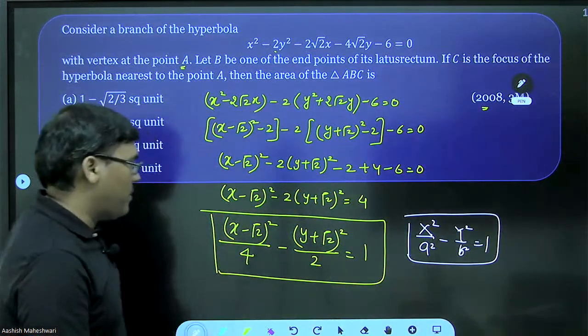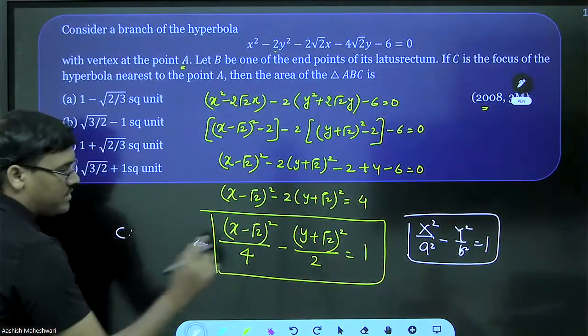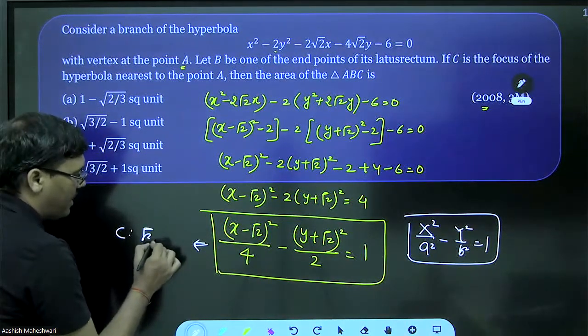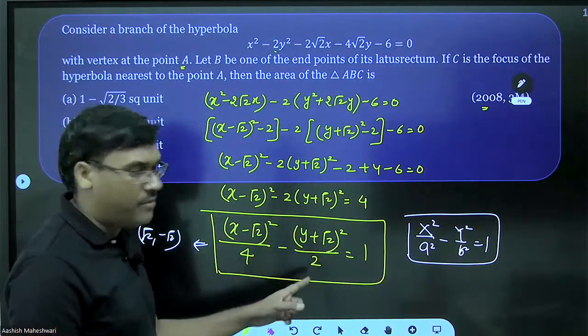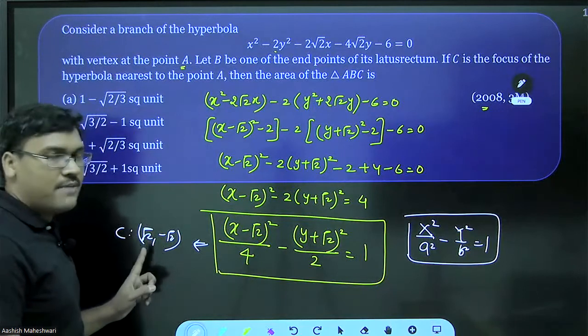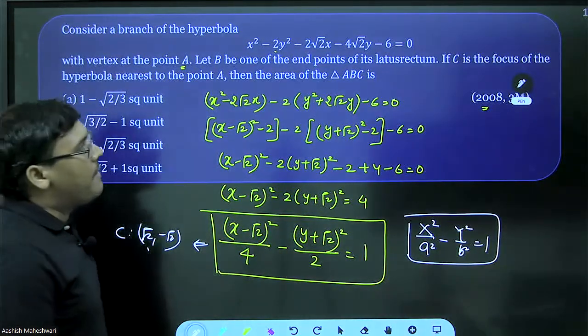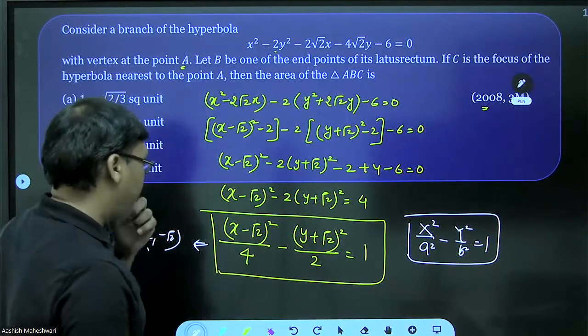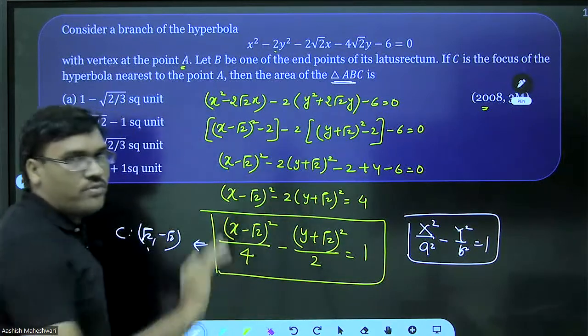And for this hyperbola, you can see its center is at what? Its center is shifted to root 2 comma minus root 2. So this is a standard hyperbola, but वो shift कर दिया हमने किस पे? root 2 और minus root 2 पे, center उसका हमने shift कर दिया है, right? Now the question here is, see, you have to find the area of triangle ABC. ABC जो भी points हैं वो है.